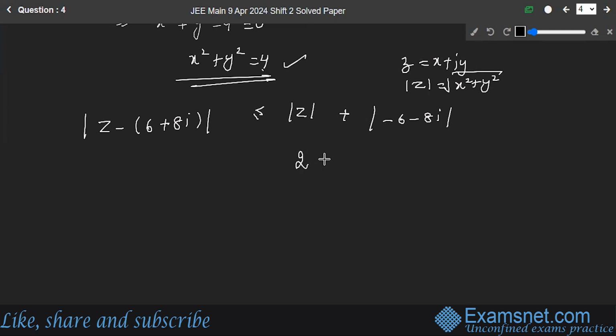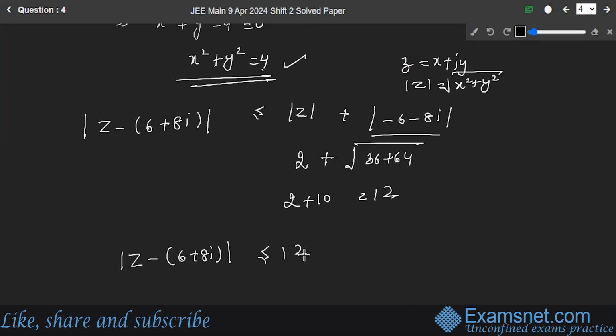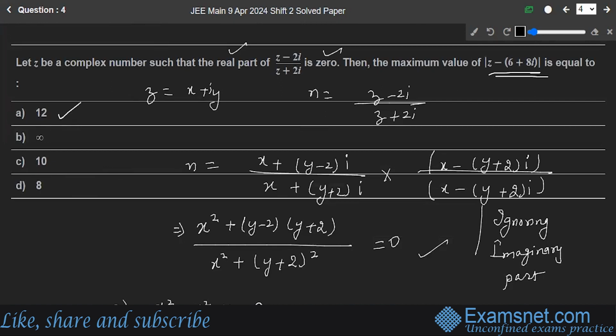So this will give me a 2 plus, for minus 6 minus 8 iota, this will be given by root of 36 plus 64, or this will be 10. That is equal to 12. So that means modulus of z minus 6 plus 8 iota is less than or equal to 12. Hence, the maximum value of this expression can be equal to 12. That gives you option A as the right answer.